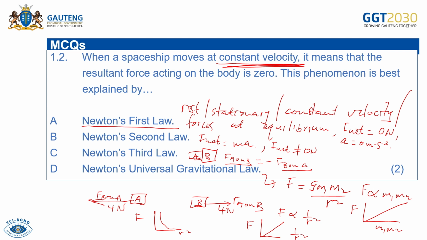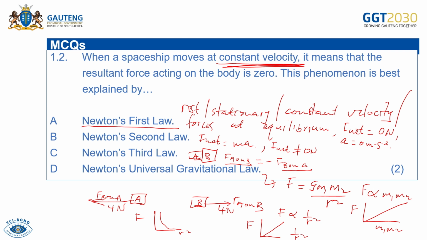Okay, so when a spaceship moves at a constant velocity, immediately when they mention constant velocity, which law is that? It should be the application of Newton's first law. So when a spaceship moves at a constant velocity, it means that the resultant force acting on the body is zero.